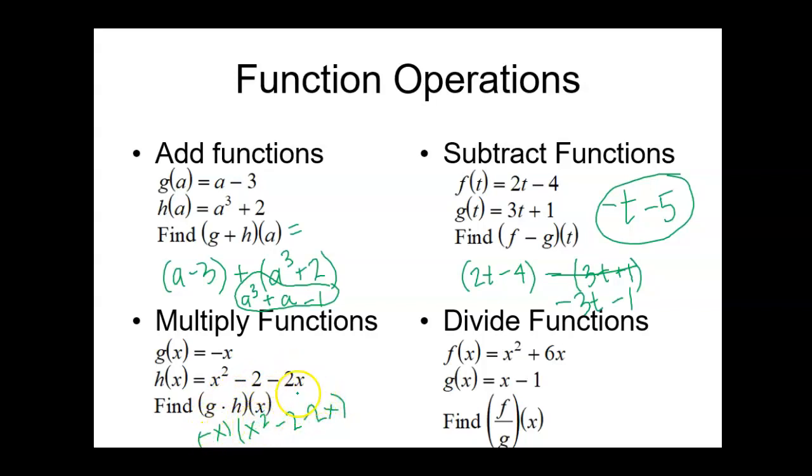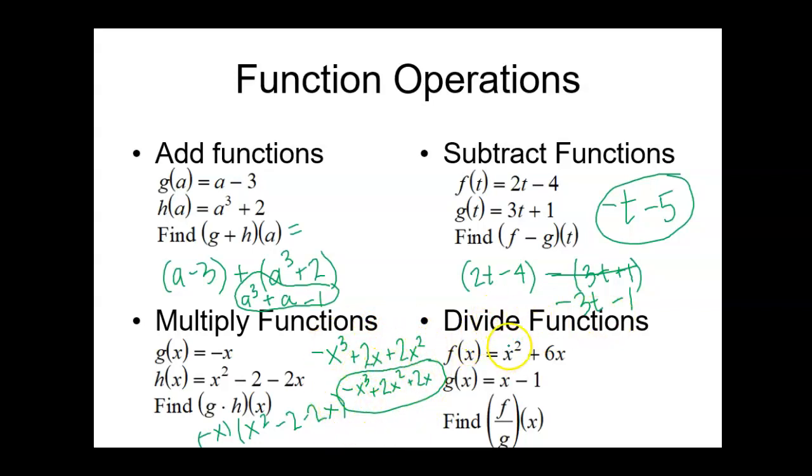So negative x times x squared would be negative x to the third. Negative x times negative 2 would be plus 2x. And then negative x times negative 2x would be plus 2x squared. Now I could rearrange this so that it's in standard form. I want the highest exponent first, so negative x to the third plus 2x squared and then plus 2x. Just changing the order of those last two here to make sure it's in standard form. It's not the biggest emphasis here, but it's always a good idea.